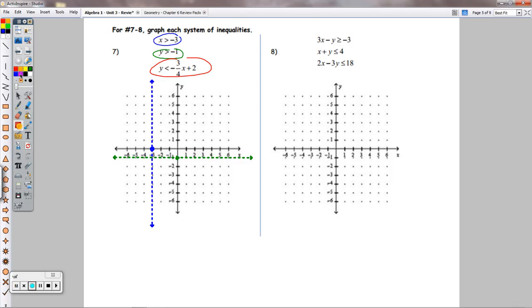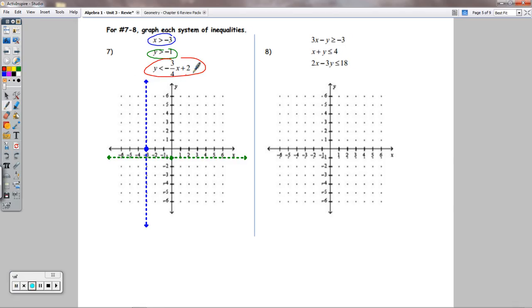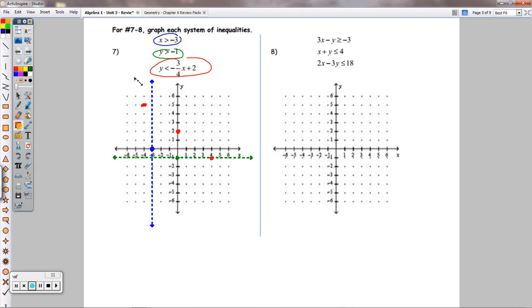For the red one, the y-intercept is 2. This is in slope-intercept form, so it's going to cross the y-axis right there. And then slope is negative 3/4. Down 3, right 4 would go off the graph. Up 3 and left 4 would be right there, though. This one is also a hidden line because it's not or equal to. So if we draw the graph, it looks like that there.